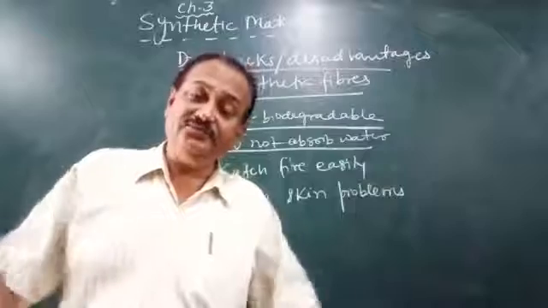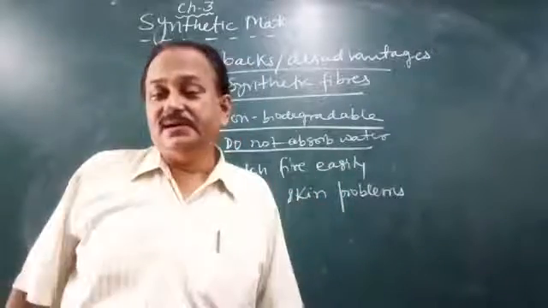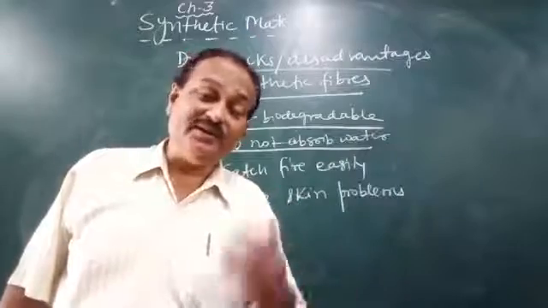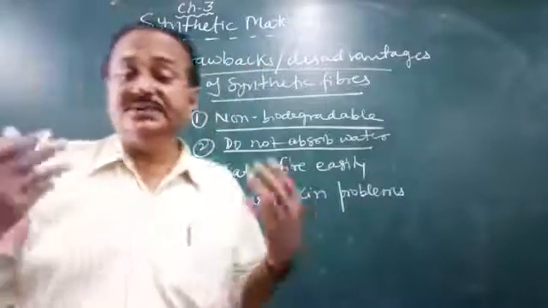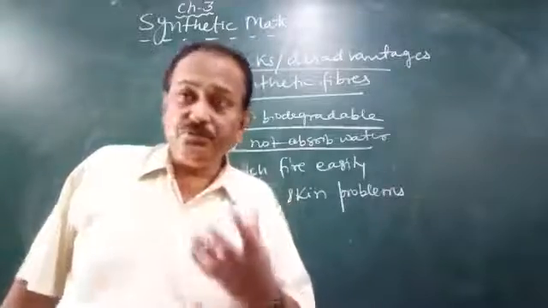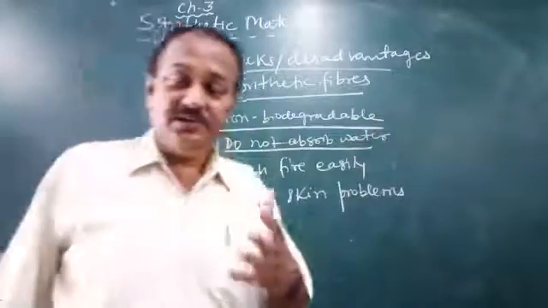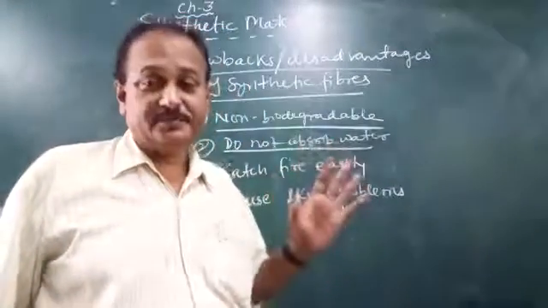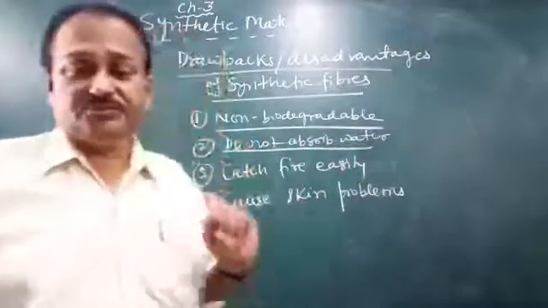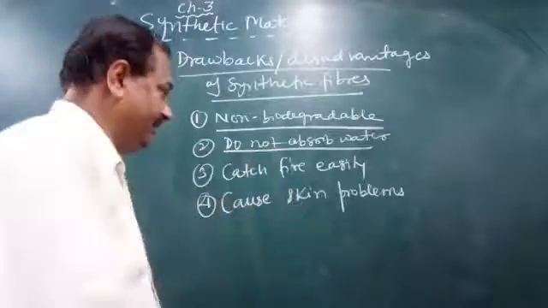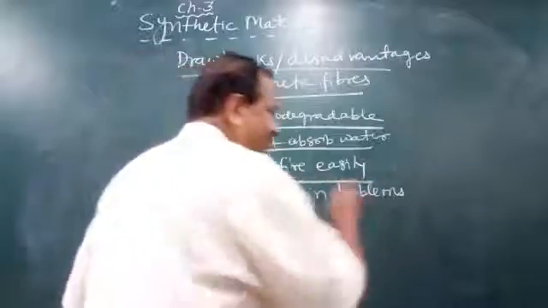So what happens if we wear any clothing made up of terylene or polyester or nylon? We feel a lot of heat, a lot of humidity due to perspiration. The sweat produced is not absorbed properly. Very little amount of sweat is absorbed, so we feel uncomfortable. So this is a demerit. Now, they catch fire easily.